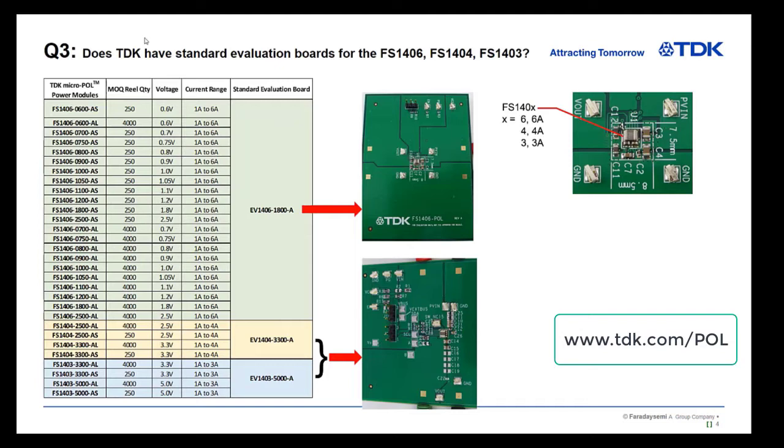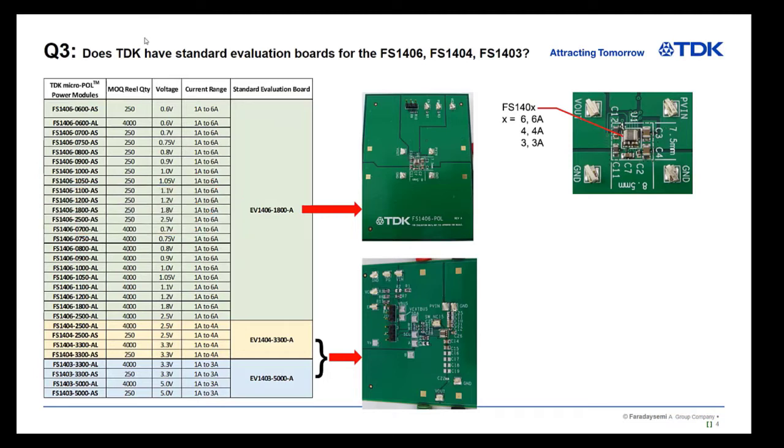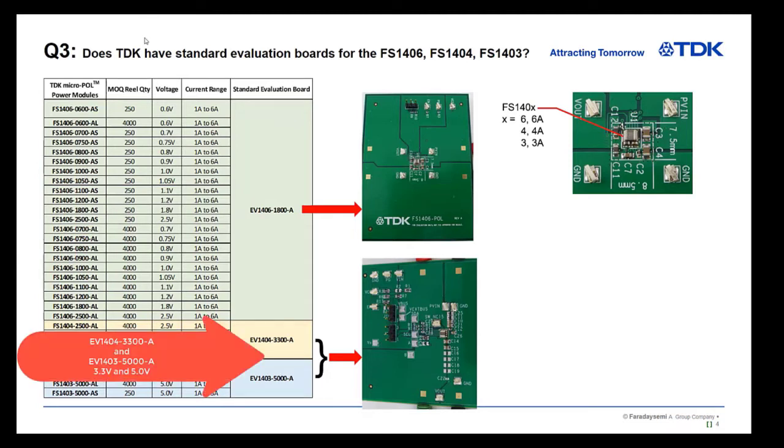For the 1406, the standard eval board is the EV1406, the 1800A. This stands for 1.8 volts. So the standard eval board for the 1406 is set at 1.8 volts. For the 1404 and the 1403, the standard eval board is 3.3 volts and 5 volt respectively.